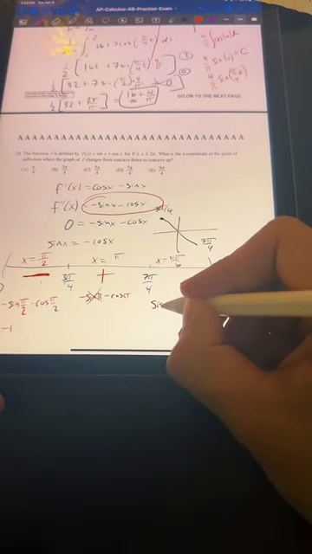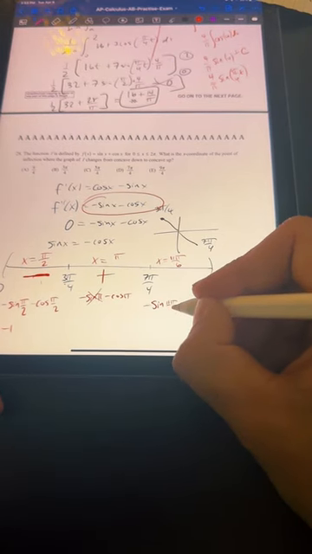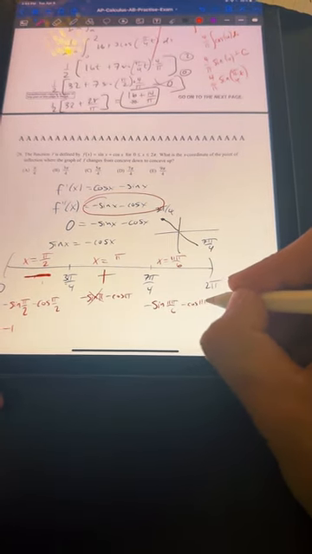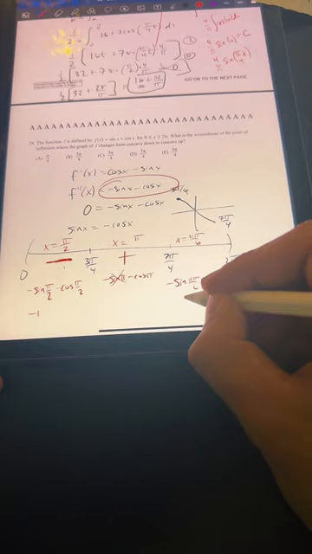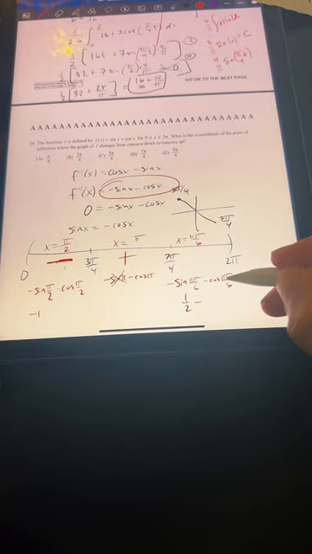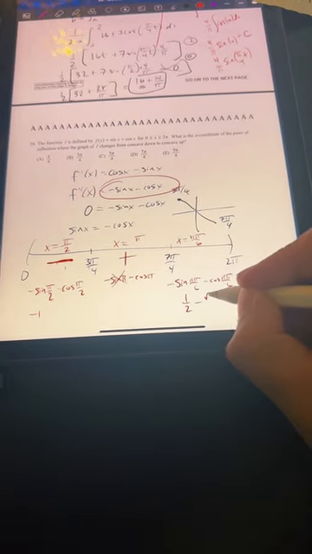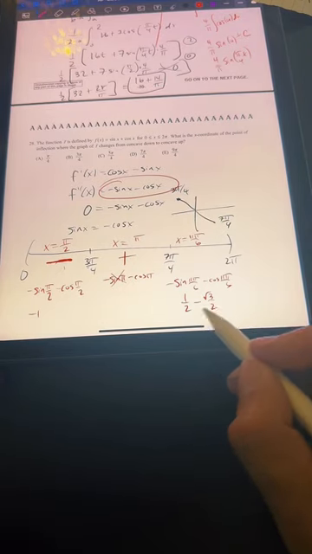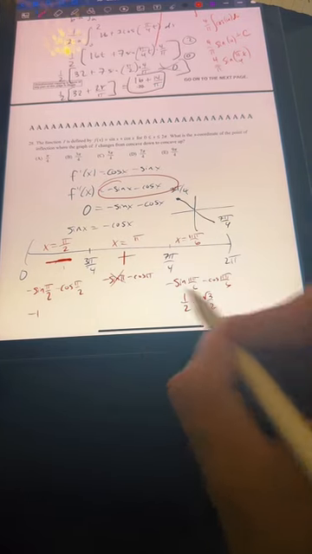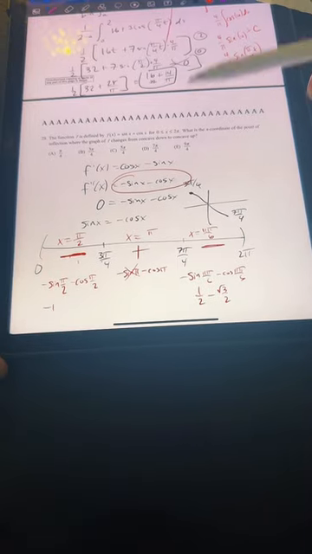And then the last one, 11 pi over 6. Negative sine of 11 pi over 6 minus cosine of 11 pi over 6. Now remember, sine of 11 pi over 6 is negative 1 half. So with the negative on the outside, this is 1 half minus cosine of 11 pi over 6, which is root 3 over 2. This right here is a negative value. Root 3 is a little bit bigger than 1, so this whole thing will be negative.